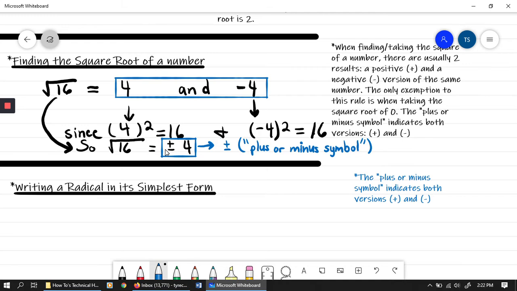When you've got that plus or minus symbol, it looks like a plus sign on top of a minus sign, or it might be switched. You may have a minus sign on top of a plus sign. But again, that indicates both versions. That means that both positive 4 and negative 4 are the 2 numbers that we're talking about.